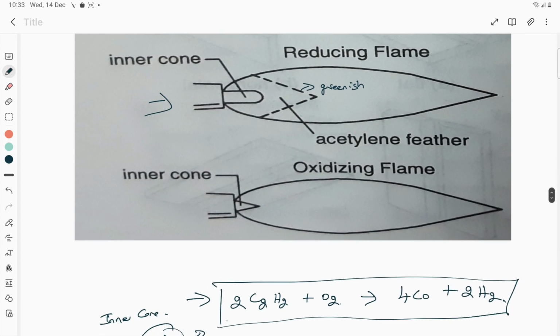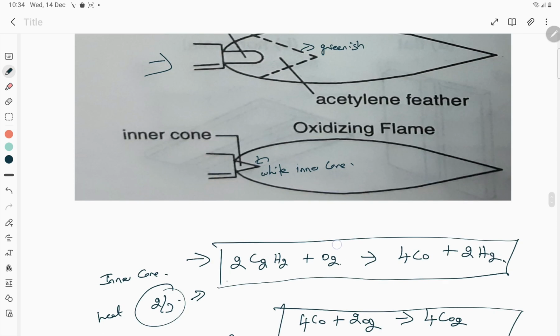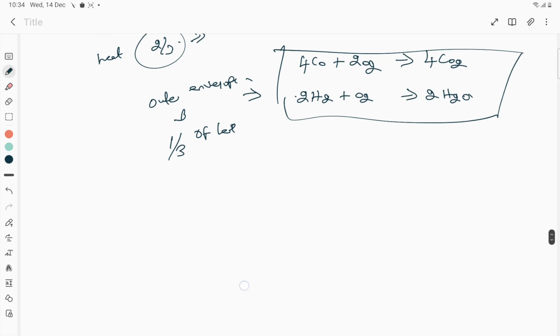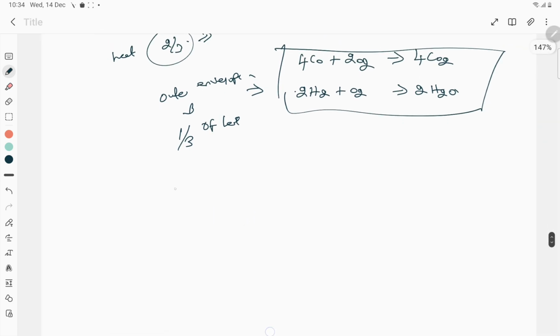Whereas in case of oxidizing flame, where we have more amount of oxygen, we will be having a short white inner cone. This short white inner cone will be the significant feature of this oxidizing flame. So if you see the temperature aspect of each flame, oxidizing flame temperature is greater than reducing flame.